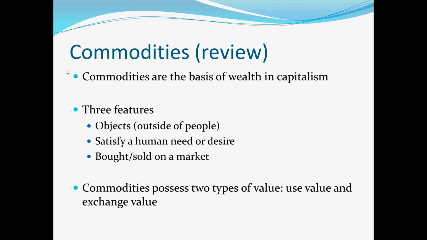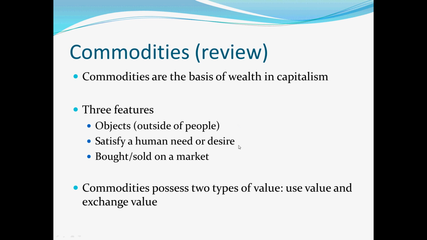So there are three features to commodities. First, they are objects outside of people. We talked in class about how that definition probably doesn't apply anymore because we can think of knowledge as commodities, we can think of software as commodities, which aren't physical things. They're more ones and zeros in computers. But if we're thinking in Marxian terms, then we want to think in terms of physical objects.